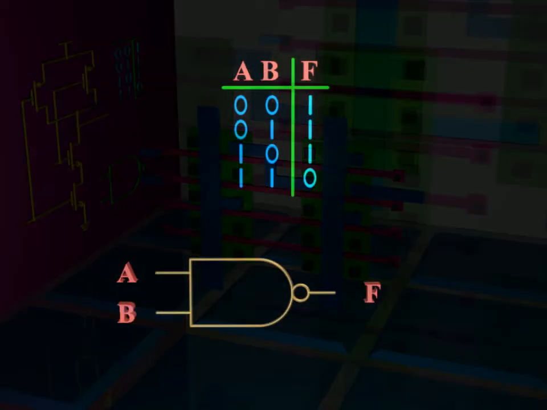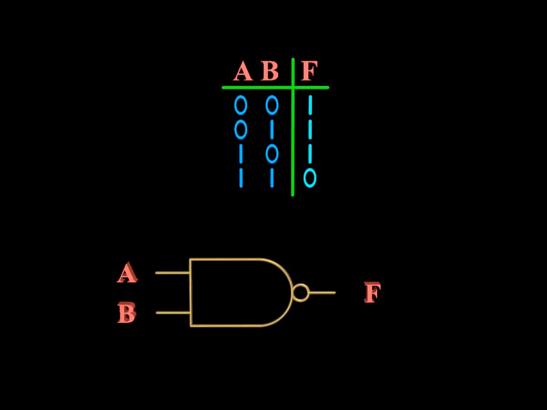A NAND logic gate outputs a 0 only when all the inputs are 1. The truth table and symbol are shown here. A NAND can be thought of as an AND with an inverter. An inverter is called a NOT. Therefore, a NAND is a NOT AND, thus the name NAND.